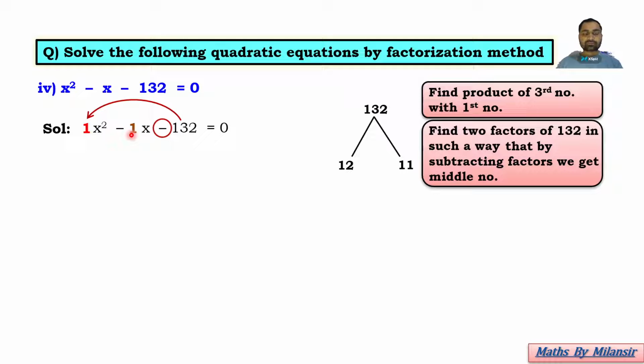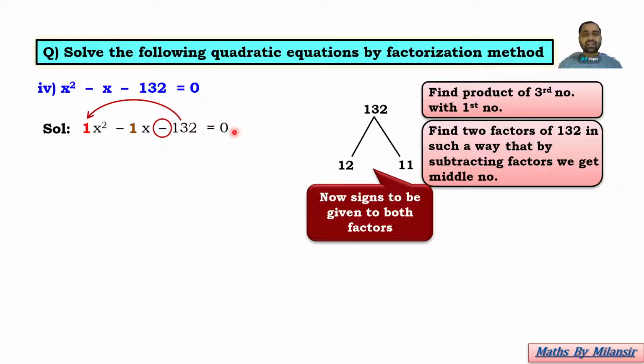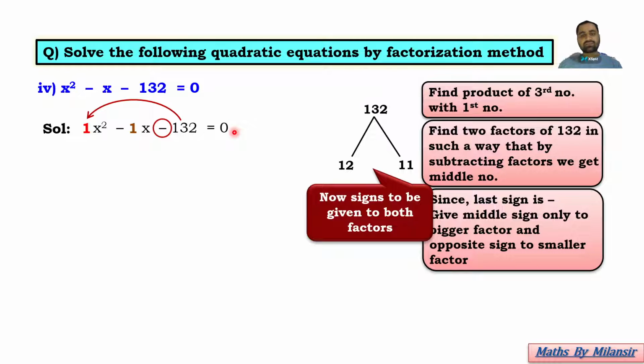But which number is positive and which number is negative, that is the question here. So the simple logic is that the larger factor gets the middle term sign. Out of 12 and 11, which one is the larger factor? Yes, obviously it is 12, that is the larger number. So the larger number gets the middle term sign. So it is minus 12x, and the other number gets the opposite sign, meaning it is plus 11. So now the sign to be given to both factors, since the last term is minus.